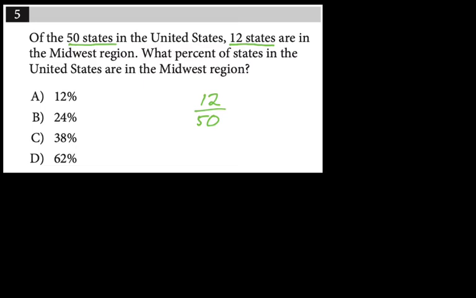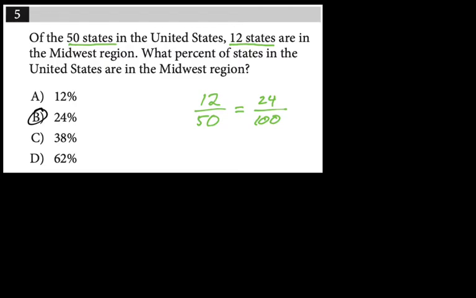Another thing you can do if you want to save a little bit of time is just double each of those so that you get a denominator of 100. And then percents out of 100 are very easy, right? It's just the numerator, so 24% is what we've gotten here. So I forgot to circle this.